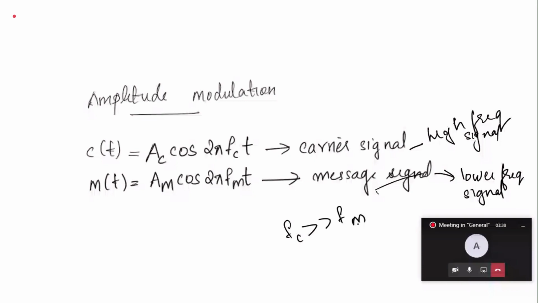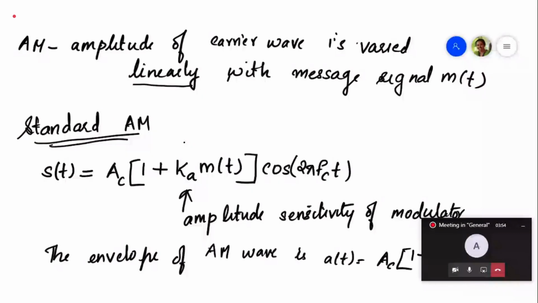So for amplitude modulation, this Ac, the amplitude of the carrier, will be modulated. The maximum amplitude of the carrier will be varying according to the message signal. So in AM, the amplitude of the carrier wave is varied linearly with the message signal m of t. So that is amplitude modulation.